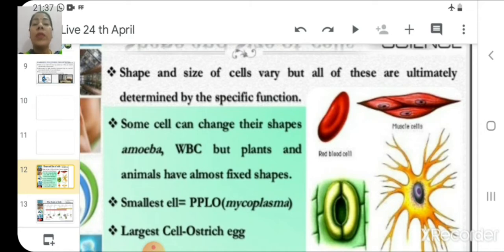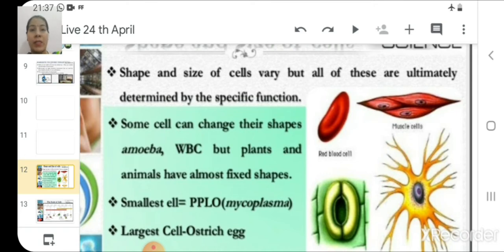So this variety is there in living beings, but what factor decides what will be the shape and size of the cell? What is the deciding factor on the basis of which different types of cells acquire different shapes, different sizes, etc.? Some cells can change their shapes, like amoeba and WBCs, but plants and animals have almost fixed shape. WBCs are white blood cells which have the tendency of changing their shape.